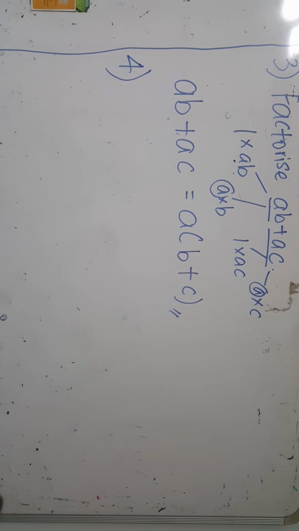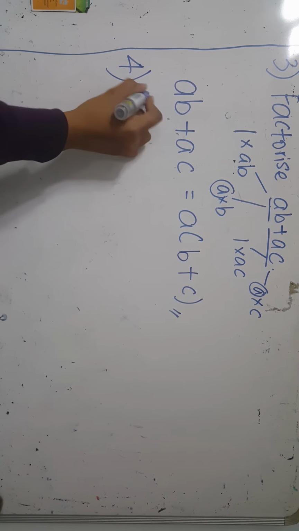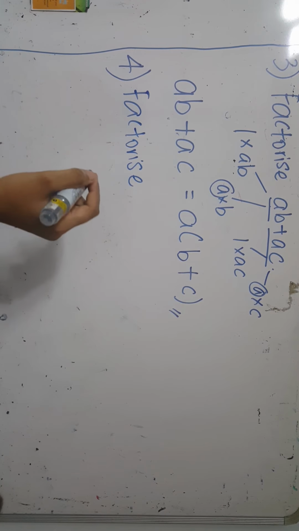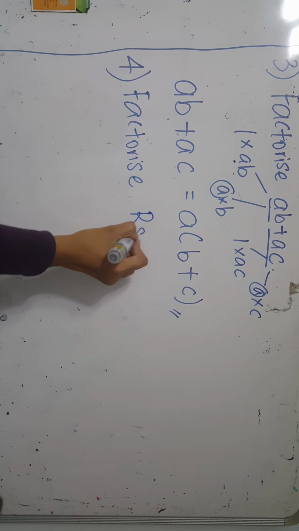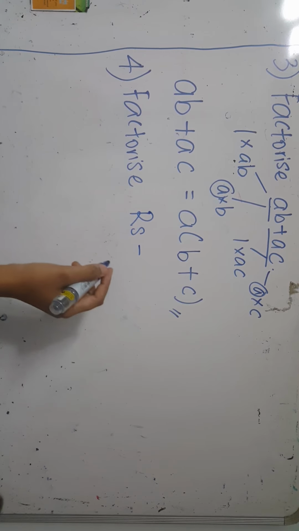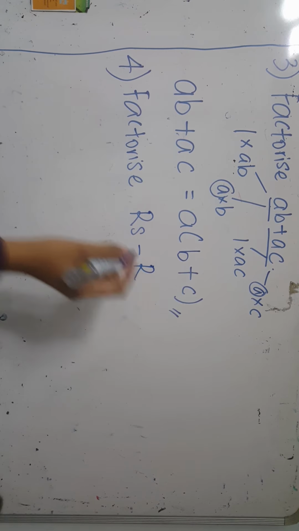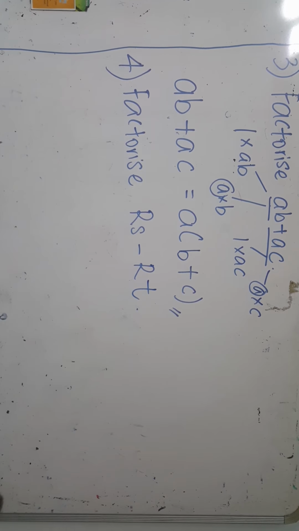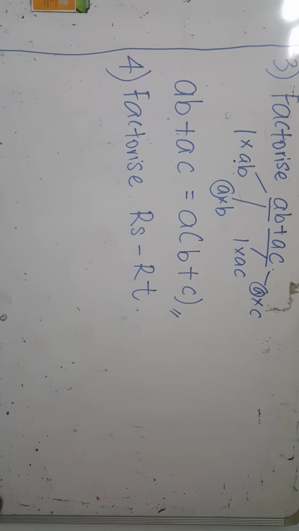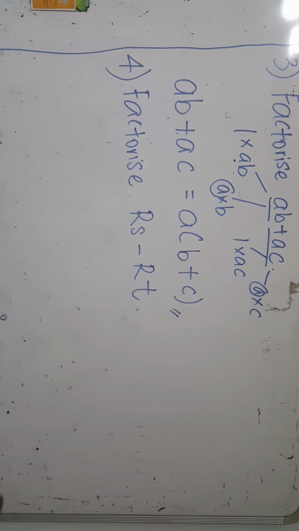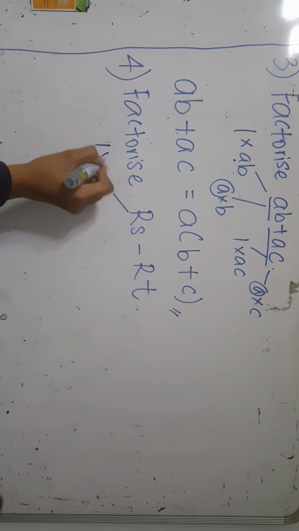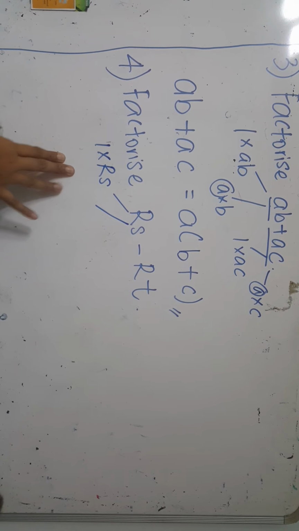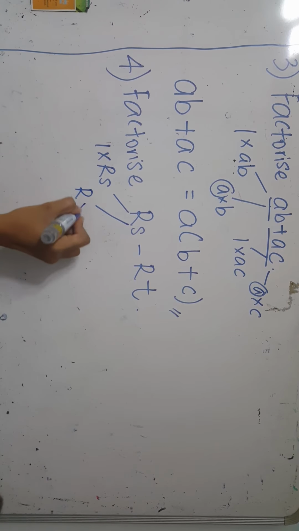Okay, question 4, factorize RS minus RT. So again, we do the breakdown. We're not going to do the 1 times RS. I'll just write it down for you. But it's not a very meaningful breakdown, so we use another breakdown, R times S.